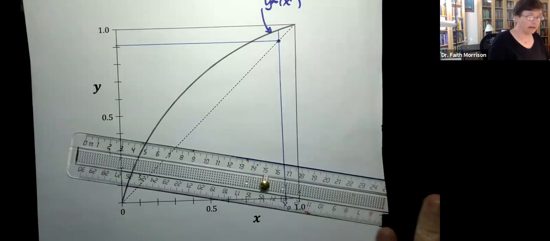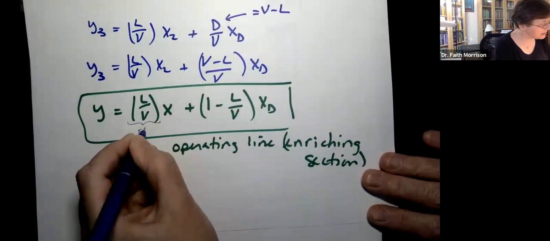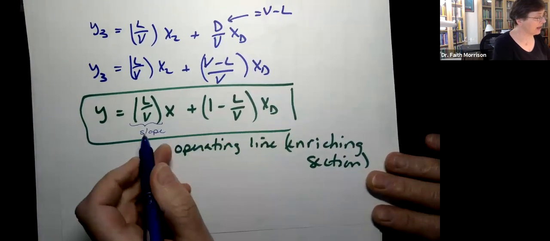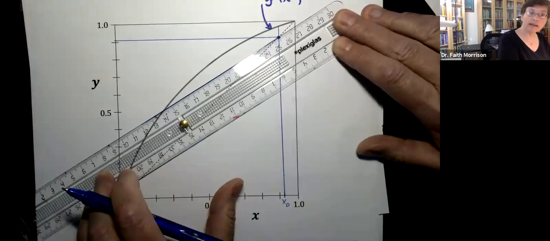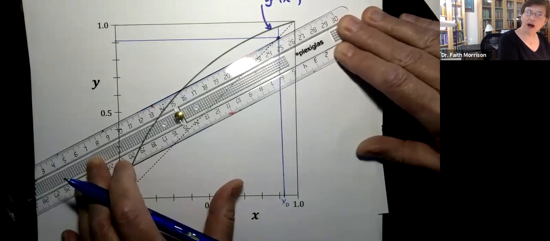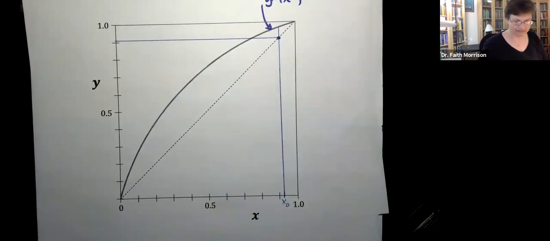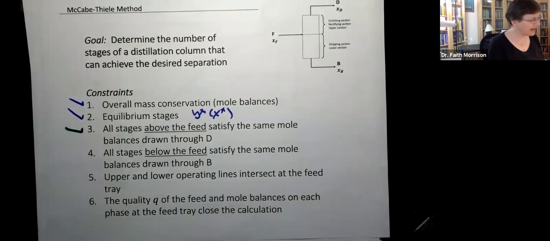And the operating line is a straight line: y equals slope times x plus intercept. And so L over V is the slope. I don't know what the slope is right now, but there's some line that has a slope that gives y as a function of x for the upper region of the column. So that constraint here is satisfied. All stages above the feed satisfy the same mole balances drawn through the upper half.